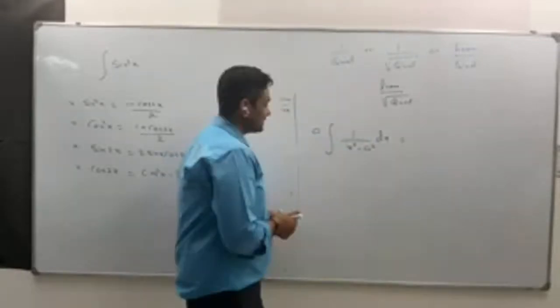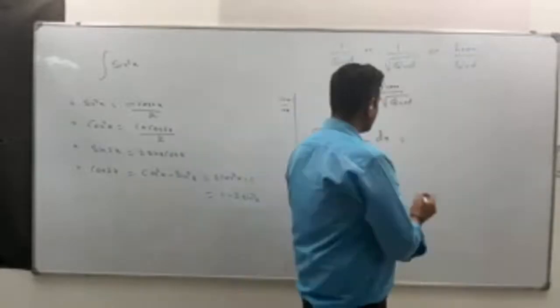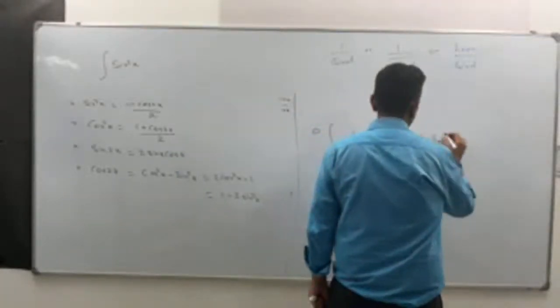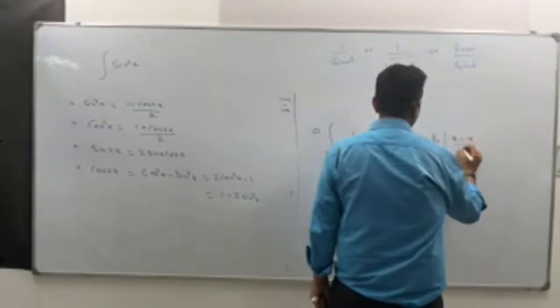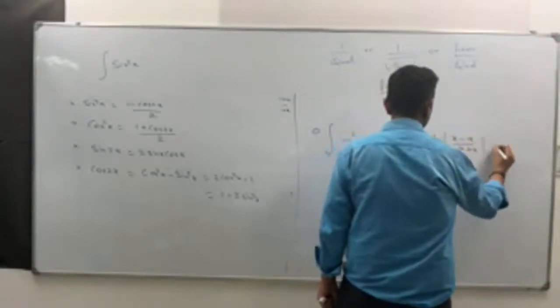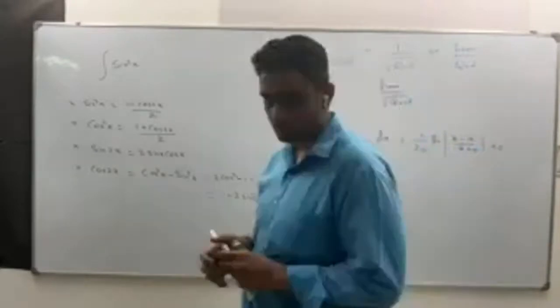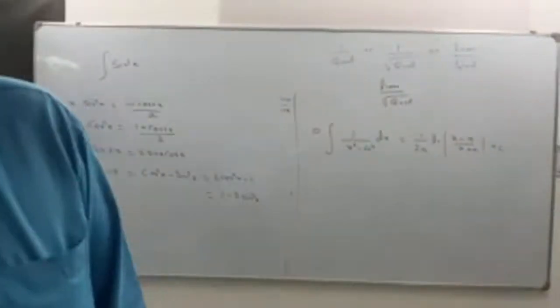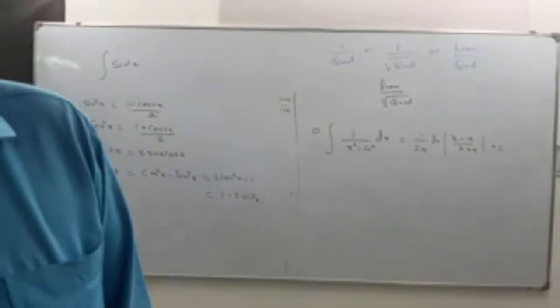Okay. All right. So for this one, we get 1 by 2a ln mod x minus a upon x plus a plus c. This is what we will get. All right. We'll move on to 7.4 so that we directly take questions.